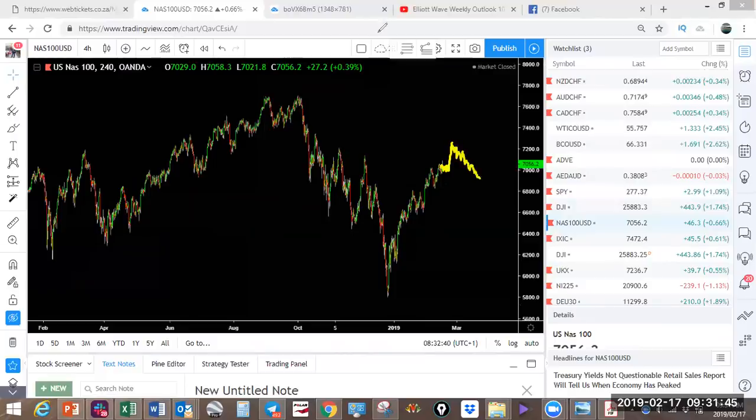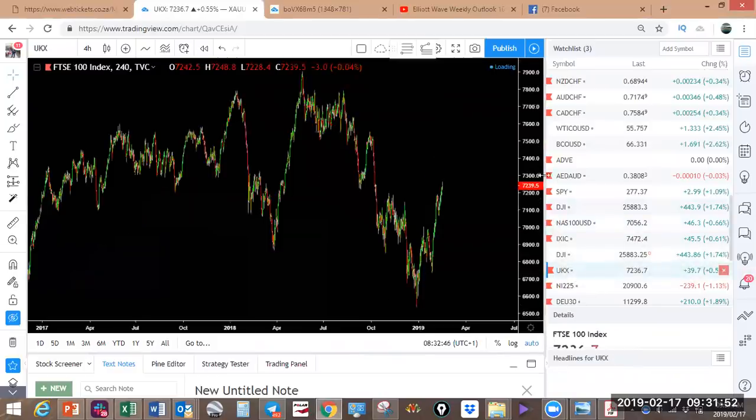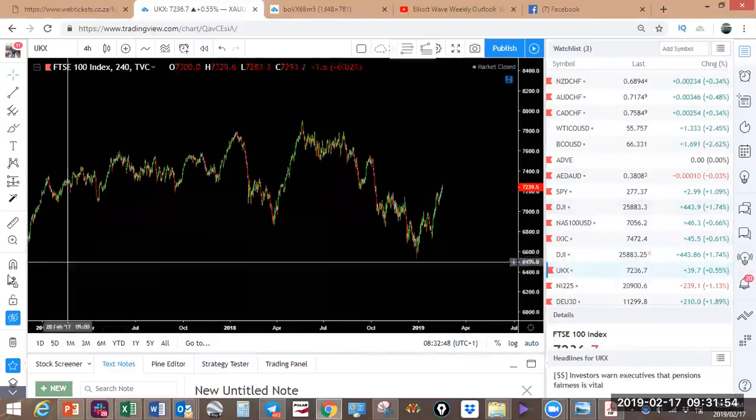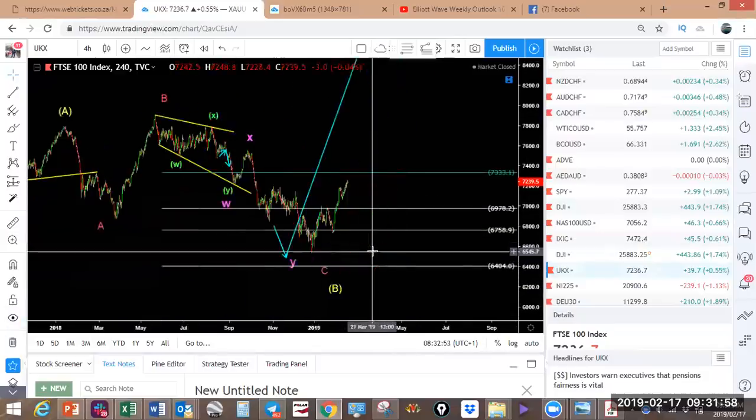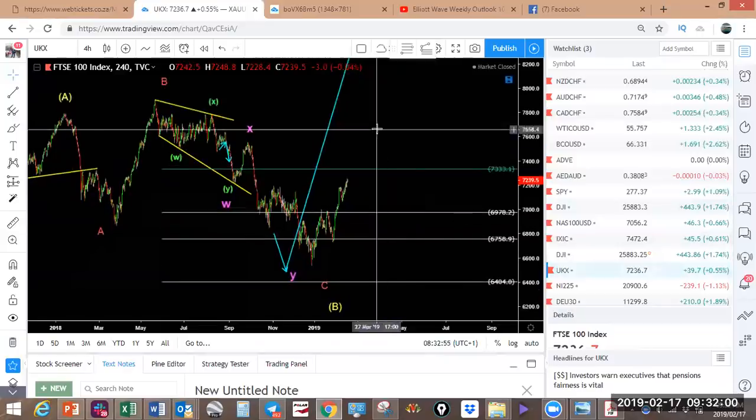Okay, but the indices are looking upside. That is the NASDAQ. Now the Dow we've done. UK 100 has to be one of the most interesting as well, because we also forecasted exactly where the reversal is going to be, around this blue box area. Okay, this blue box area here.